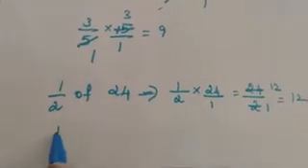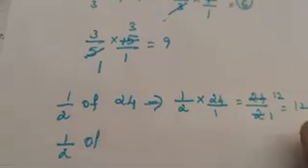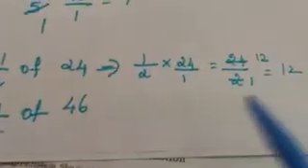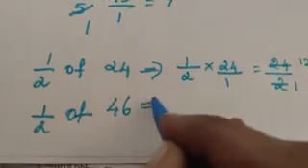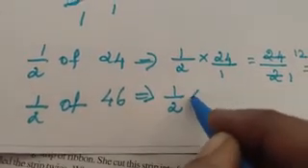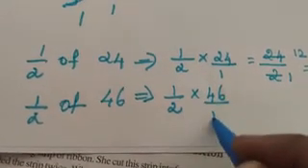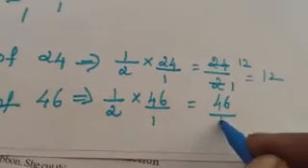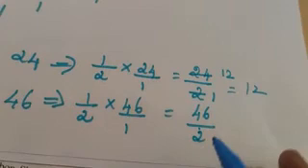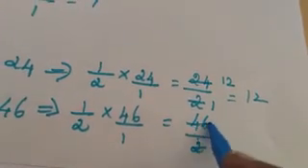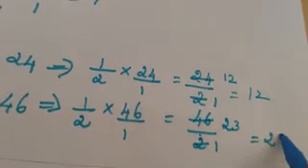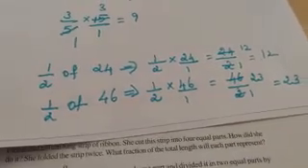Now the answer is 12 for you. Got it? Again 1 by 2 of 46. That is the question. So 1 by 2 of 46 means again multiplication only. So 1 by 2 multiplied by 46. Here the denominator is not there, so 1. It is 46 by 2. So 46 by 2, we can cancel it with the 2 table. 2 twos are 4, 2 threes are 6. So your answer is 23. I hope this sum is clear for you.